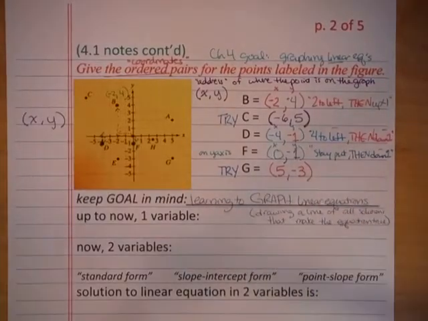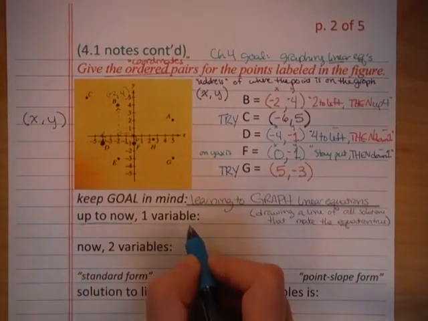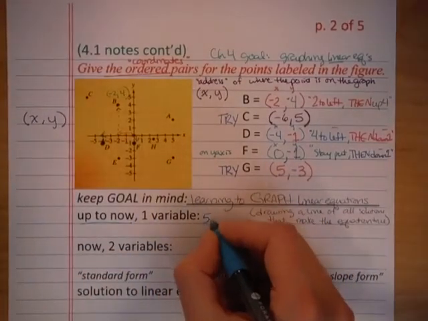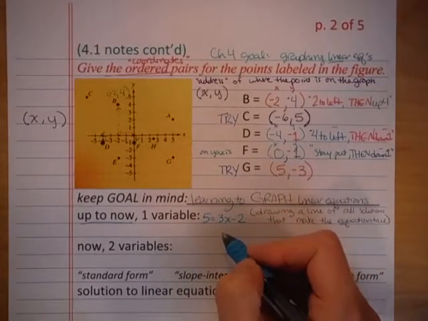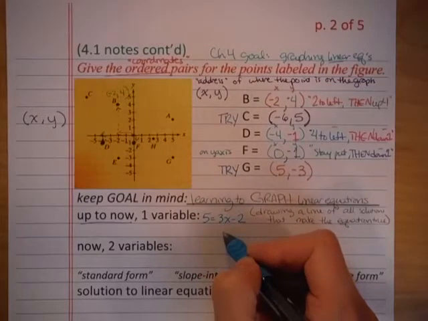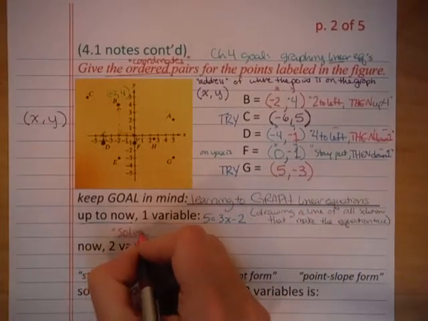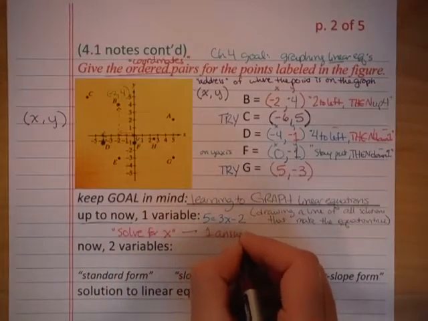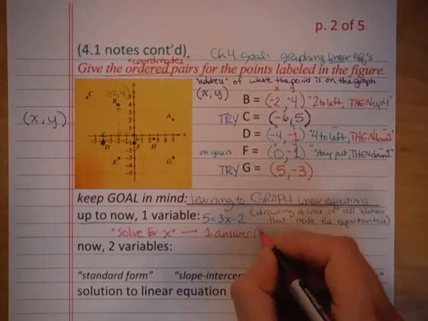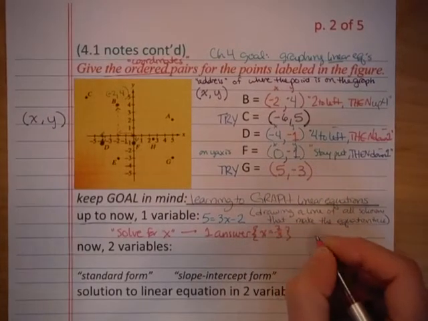Now let's recap what we've done so far in this algebra course. Up to now, we've only had one variable, maybe something like this, 5 equals 3x minus 2. And we said, what is the value that will make this true? What is the single answer that will work? The way we phrased that was we would say solve for x. And you would come up with one answer. In this case, the solution set would be x is equal to 7/3.